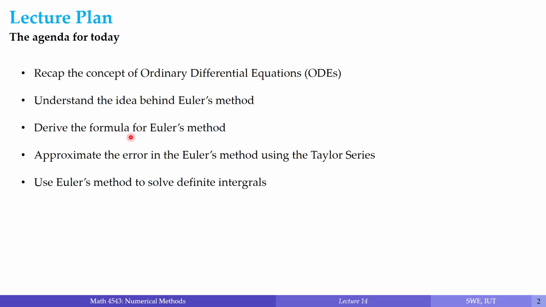and we'll try to derive it using two approaches. We'll derive the formula, and then we'll see how the error accumulates for Euler's method using the Taylor series. And lastly, we'll see an application of Euler's method, where we use it to solve definite integrals, or find the area under the curve between a lower bound and an upper bound within an interval.